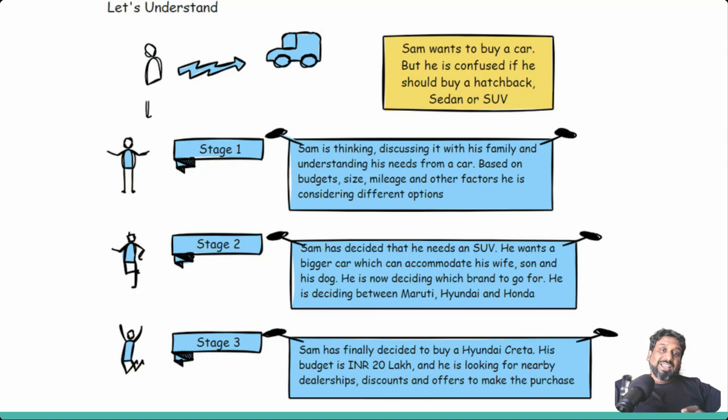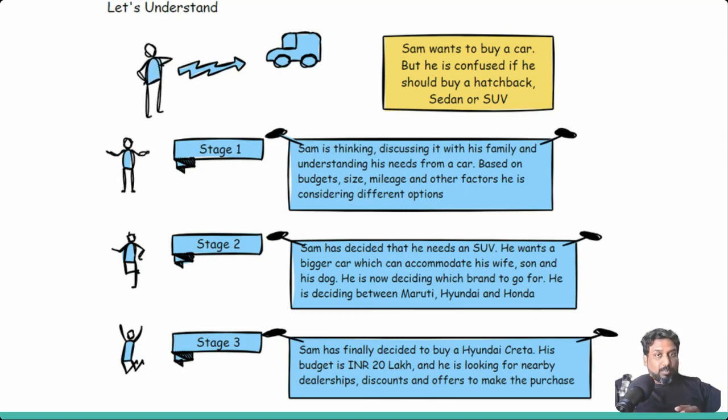So let's define each and every stage, which is the top of the funnel, middle of the funnel and bottom of the funnel. We're going to use Sam as an example to see how his customer journey evolves over time and how he transitions from top to the bottom of the funnel. Basically, how he is going from the low, middle to the high intent audience. So in stage 1, Sam is thinking and discussing it with his family and understanding the needs from a car. Based on the budget, size, mileage and other factors, he's considering different options. So right now Sam is in a confusion stage.